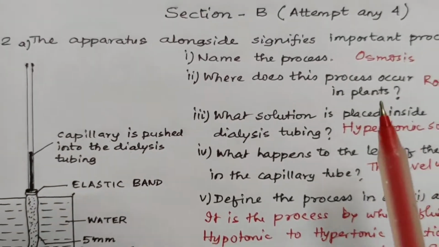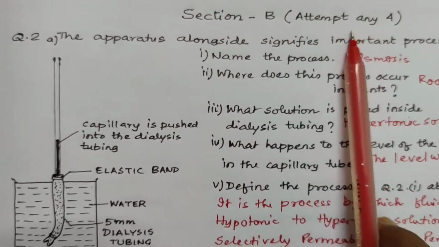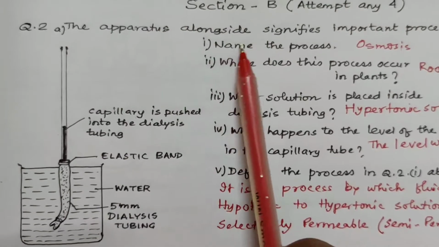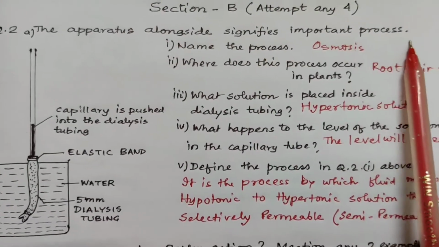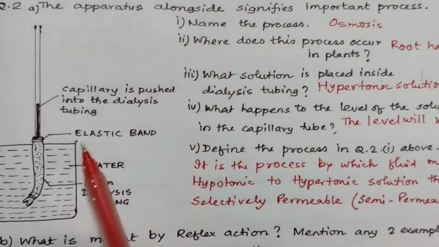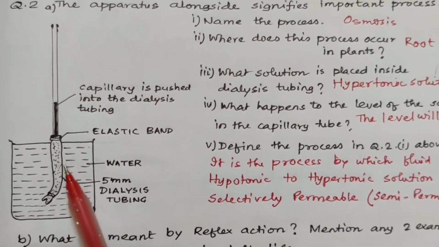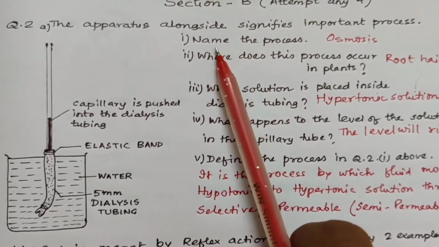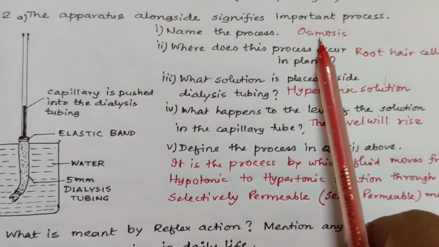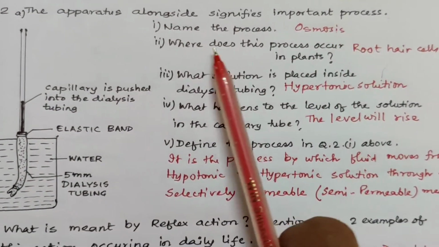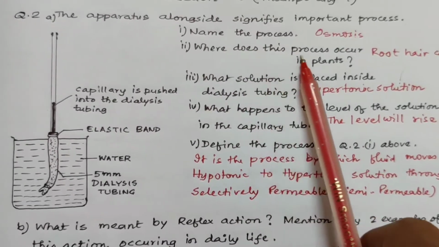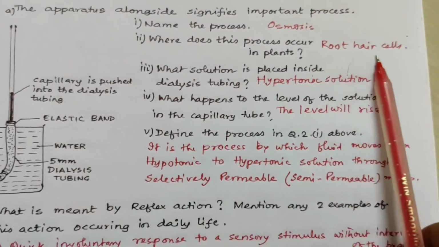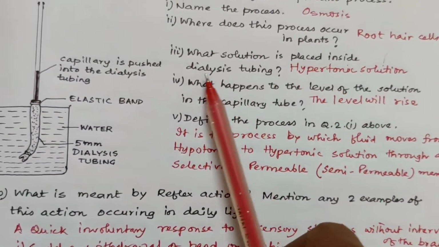Section B, the first question, it is optional. The apparatus given alongside signifies an important process. I hope you have come to know this process. Name the process. It's osmosis. Where does this process occur in plants? It occurs usually in the root hair cells of the plants.